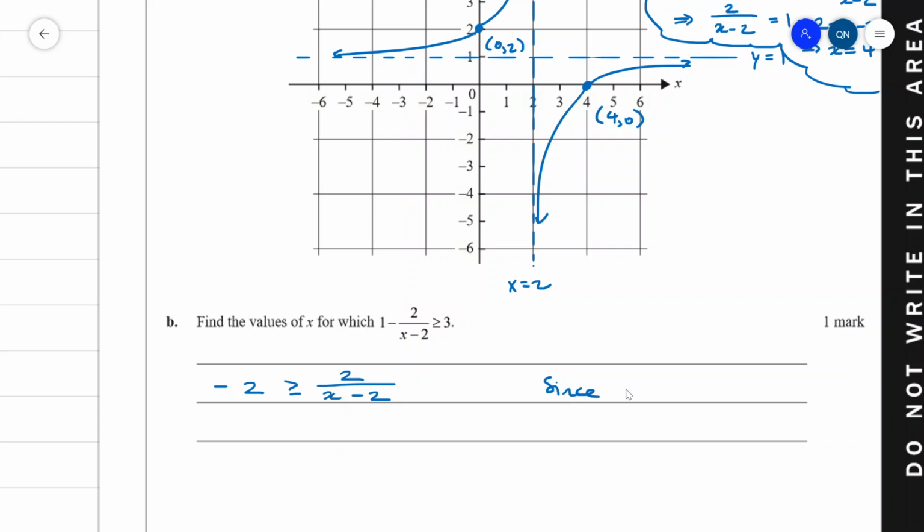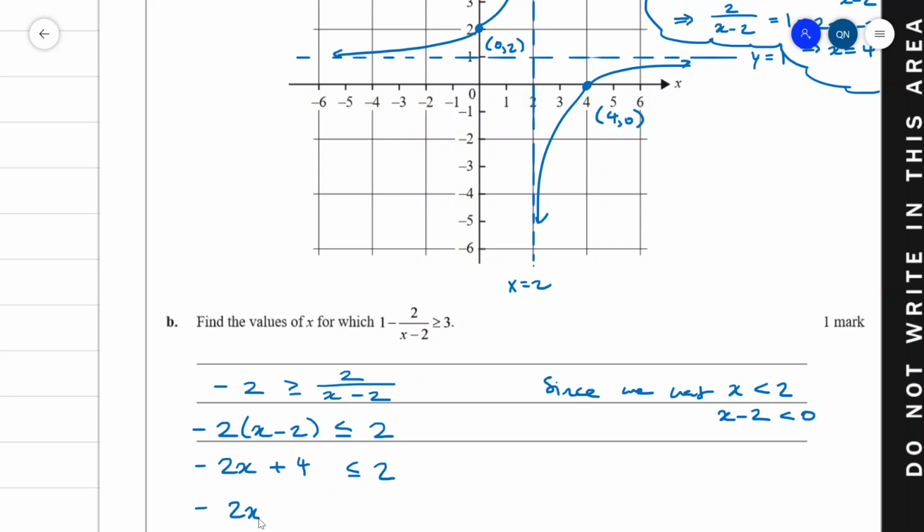So since we want x to be less than 2, we're only interested in this region, x minus 2 is negative. So when we bring that denominator over, we better flip the inequality sign. So 2x minus 2 is less than or equal to 2. Okay, and now we can distribute on the left-hand side. So we have negative 2x plus 4 less than or equal to 2. And then we can just solve things as usual.